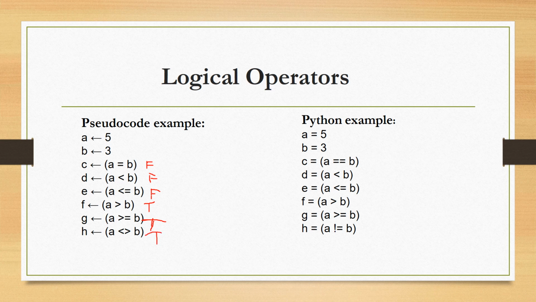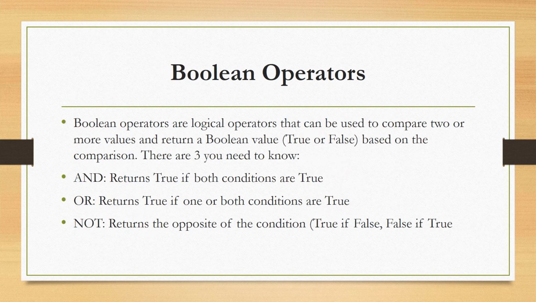Okay, so this way we will be solving logical operators. Boolean operators are logical operators that can be used to compare two or more values and return a Boolean value, true or false, based on the comparison. There are three you need to know: and, or, not. We have already talked about these operators in chapter number 7, when we talked about gates. It's exactly the same. And will return true if both conditions are true, or will return true if one or both conditions are true. Not will return the opposite of the condition.